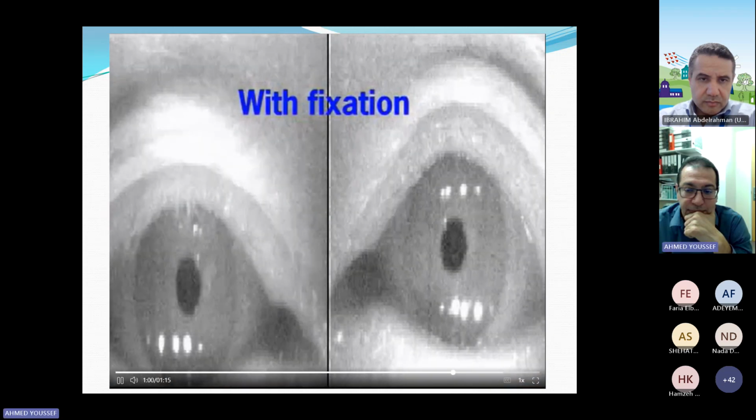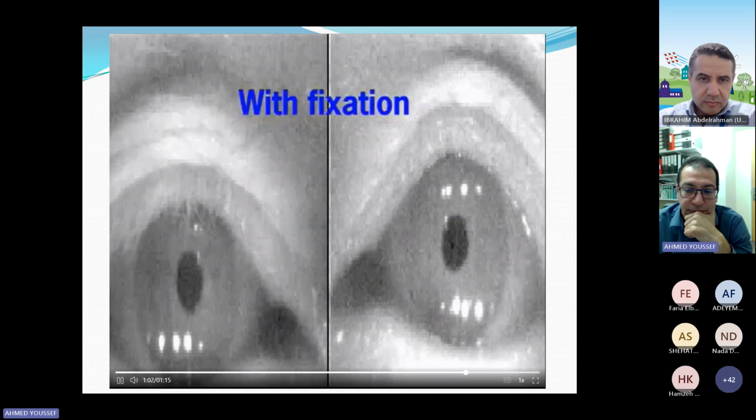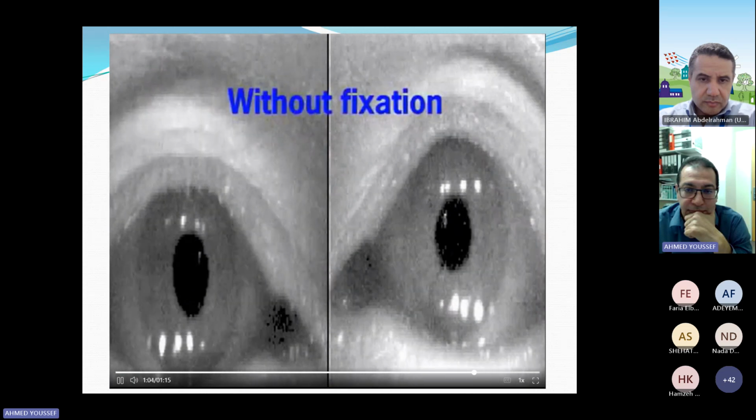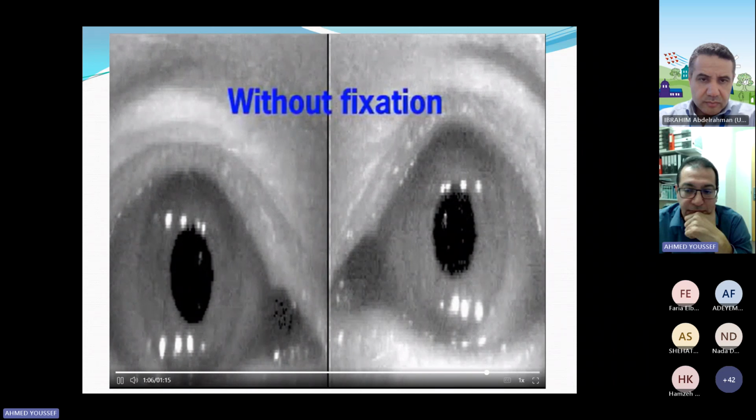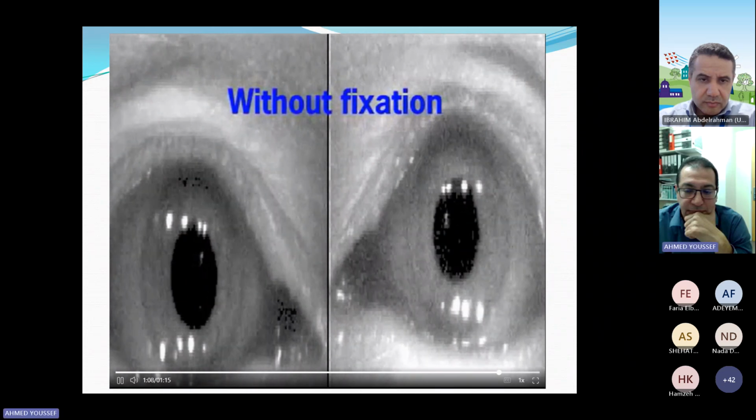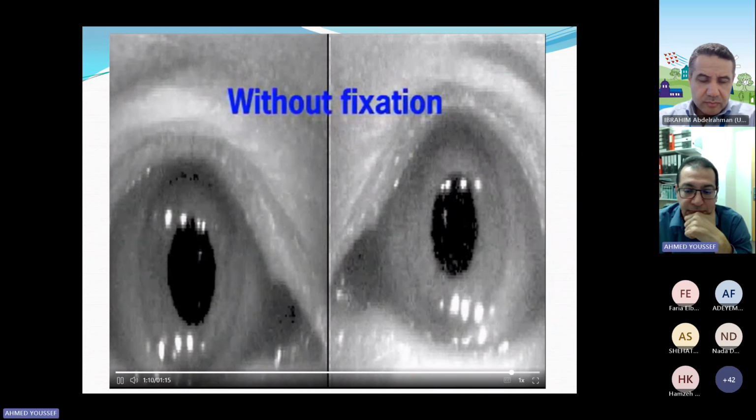For a patient with a peripheral lesion, any nystagmus present should be enhanced when fixation is removed. It should also follow Alexander's law.